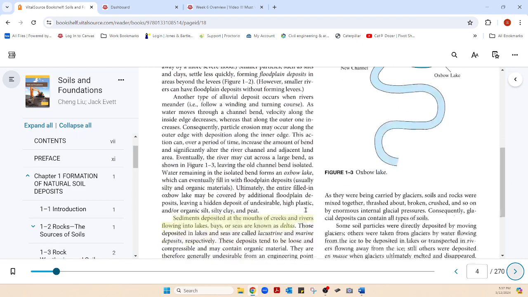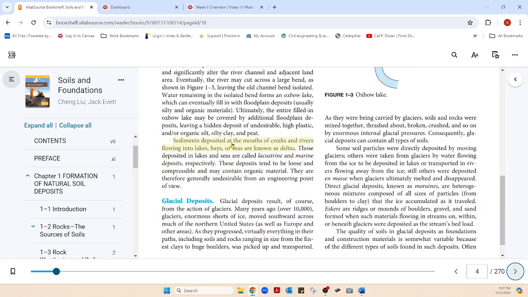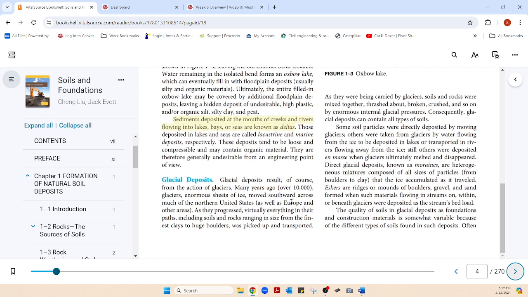Sediments deposited at the mouths of creeks and rivers flowing into lakes, bays, or seas are known as deltas, and we talked about that, like the Mississippi Delta. And it has formed a huge land mass. You will have a question about glacial deposits.